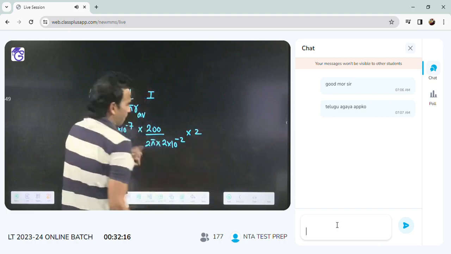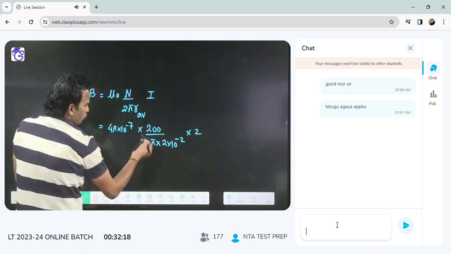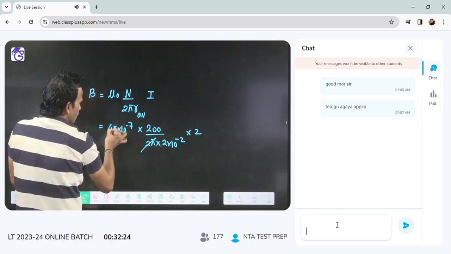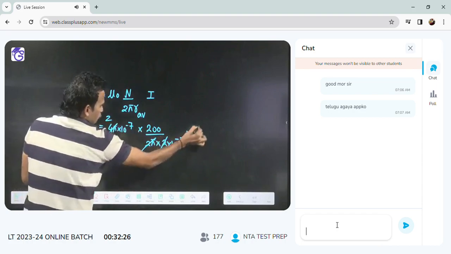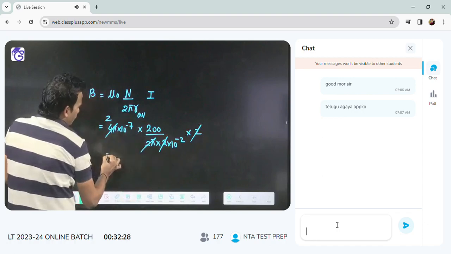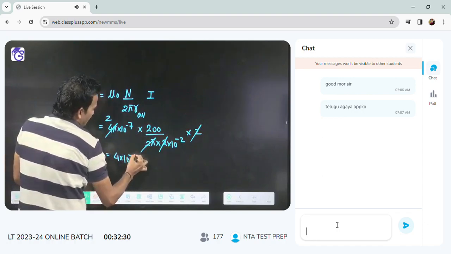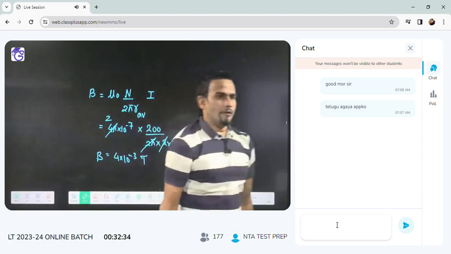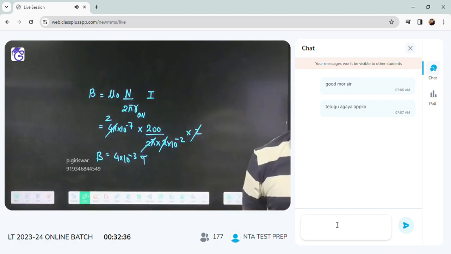I is 2 ampere. So now from here if you solve, many people miss this conversion, so that is important. So this will become 2, then these 2 cancel. So I think it will come 4 into 10 to the power minus 3 Tesla. 4 into 10 to the power minus 3.